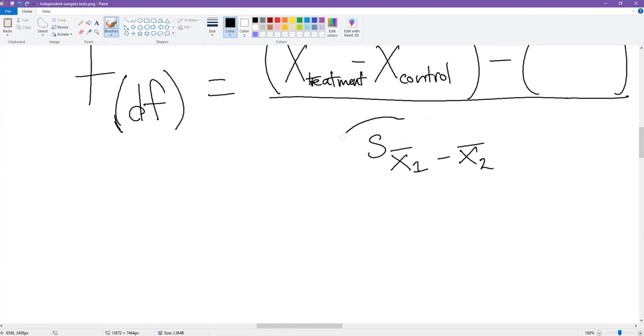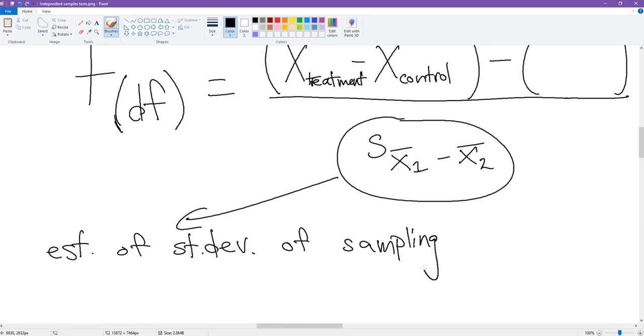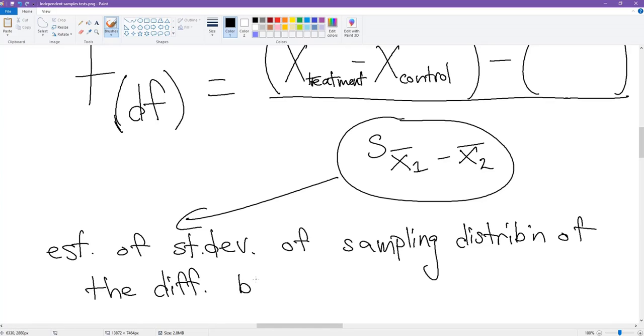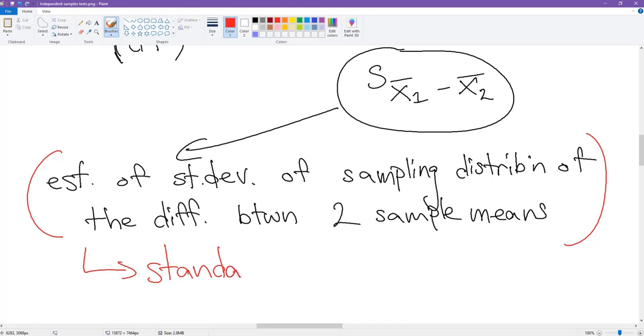So let me write out what the heck this says. Estimate of the standard deviation of the sampling distribution of the difference between two sample means. If you don't think that's a nightmare to say, so does everybody else, because we call this the standard error of the difference between two sample means. Or if we really want to shorten it, we call it the standard error and hope everybody knows what we're talking about when we have two sample means.